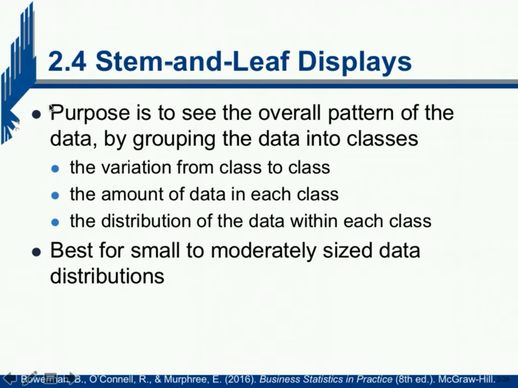So again, we split each measurement into stems and leaves, and then we combine all those with similar stems, and then we put their respective leaves on that row. So this allows us to see the overall pattern of the data. You can see variation, amount of data, and distribution within each class. And similar to dot plots, this is best for small to moderately sized data distributions only.